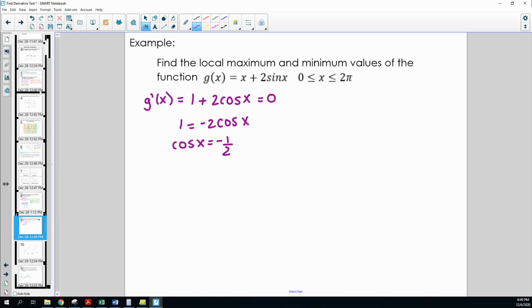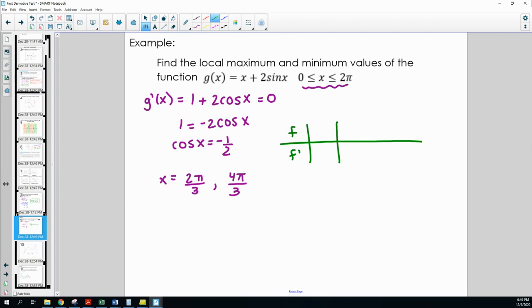So I want to figure out the cosine of what is negative 1/2, and I'm in the interval between 0 and 2 pi. So that would be when x is equal to 2 pi over 3 and 4 pi over 3. So that's when the cosine will be negative 1/2. So again, I'm going to make a chart here. So f and f prime.